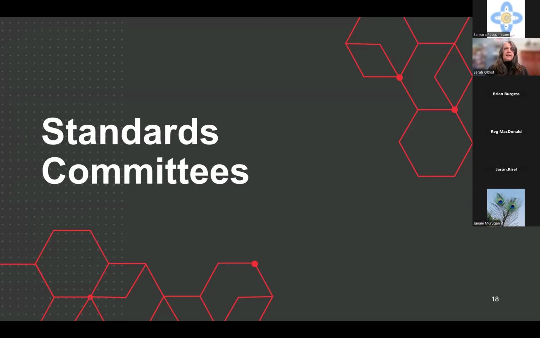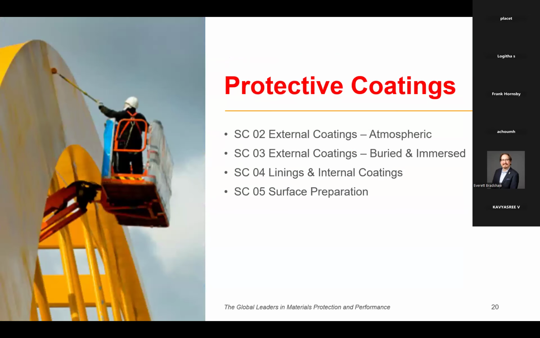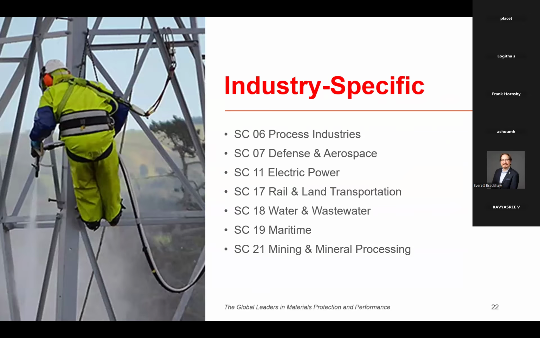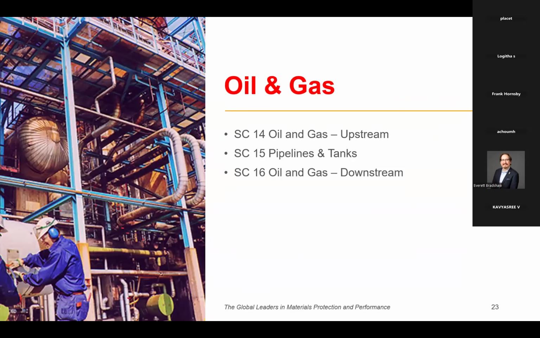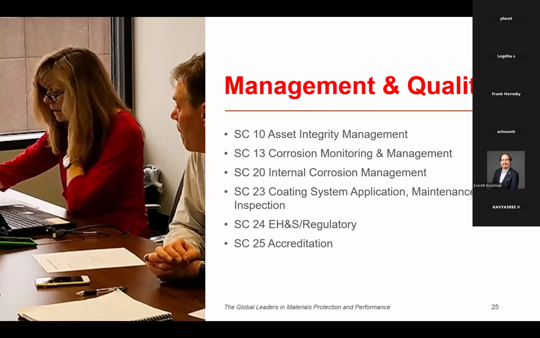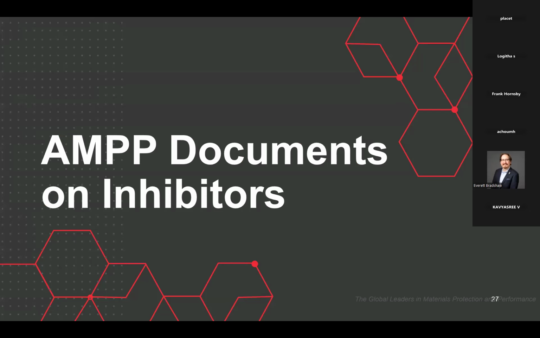So we have many standards committees. We have 27 to be exact. And I'm just going to scroll through these to give you kind of a flavor of the breadth of our standards program. So we cover a broad range of topics and different aspects of the materials protection industry. These committees are focused around specific topics so that the ballot pool is divided into groups of people that have expertise on the documents that are produced by those committees.